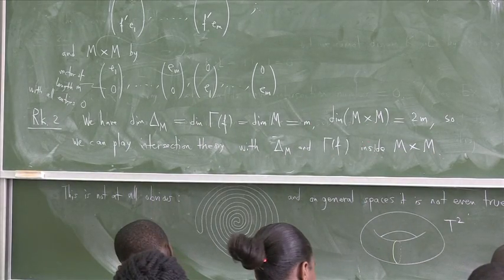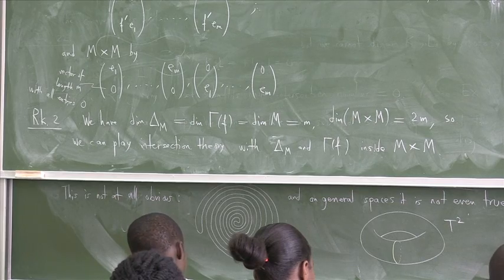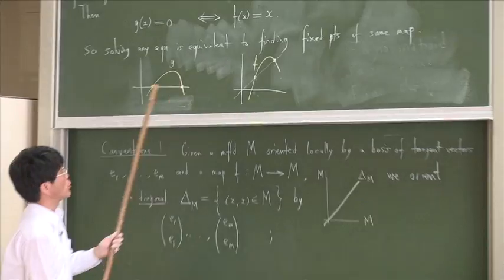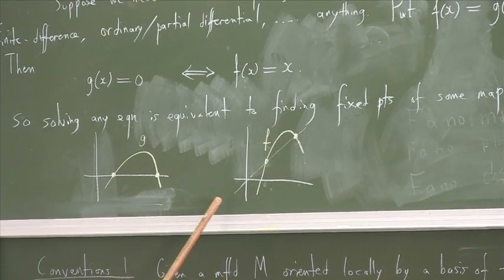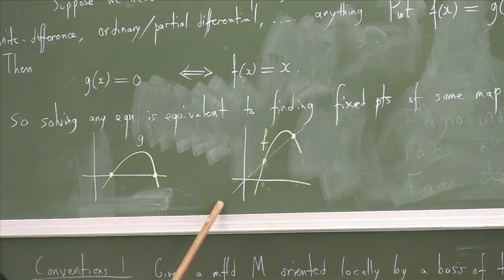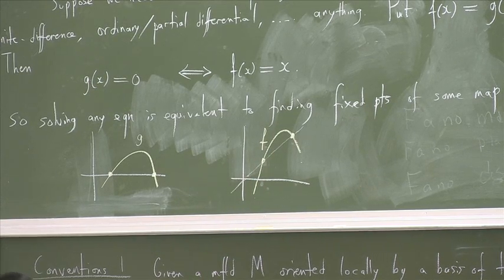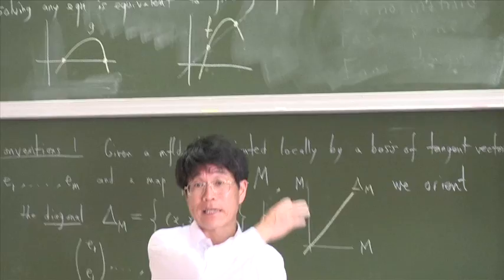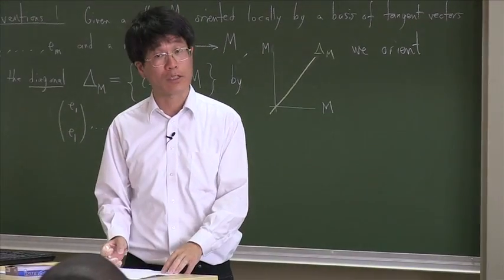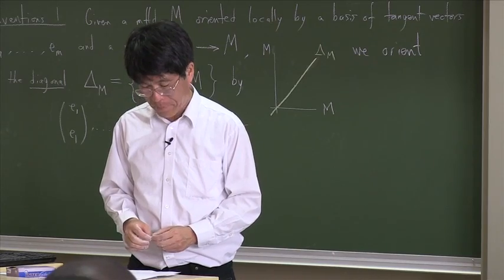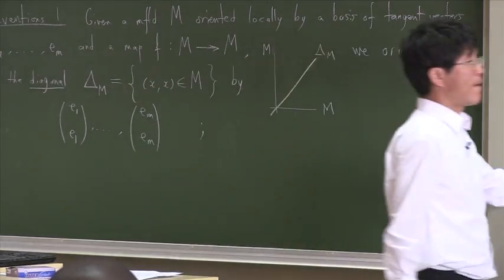And indeed, that was our motivation. When you look at this picture, the fixed points, which correspond to roots of the equation, are exactly where the graph and the diagonal intersect. Those are the points that we would like to detect, and we also would like to know whether there are such points, which corresponds to the question: are there roots of the equation? Okay? Good.